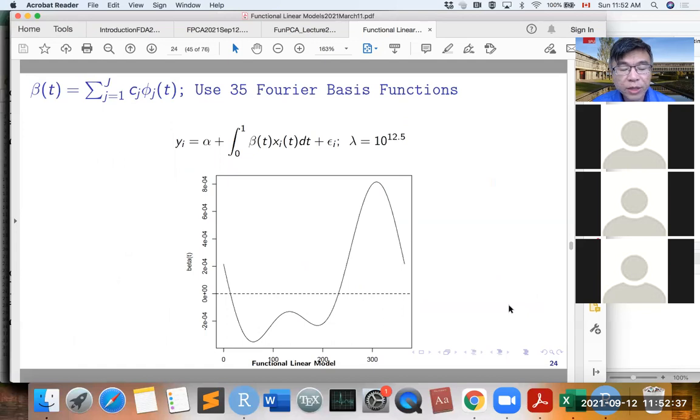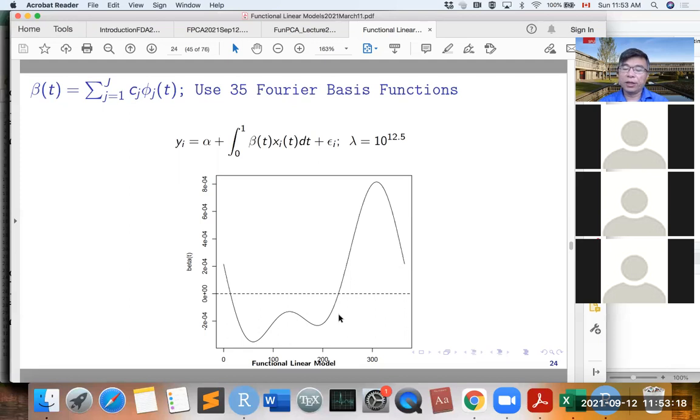Okay, so this is the result when we use the roughness penalty to fit our temperature data. The response is the annual precipitation. The predictor X_i(t) is the daily temperature. Here we're using 35 Fourier basis functions, so it's a lot of basis functions, and we choose the smoothing parameter lambda equal to 10 to the 12.5 by minimizing the cross-validation. And this is the estimated beta(t).